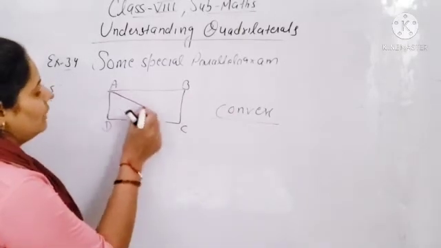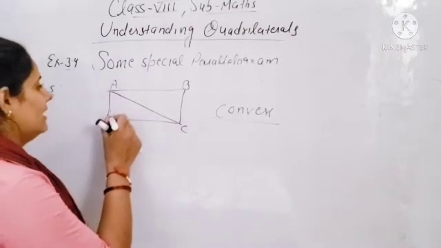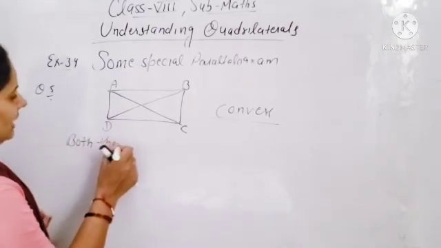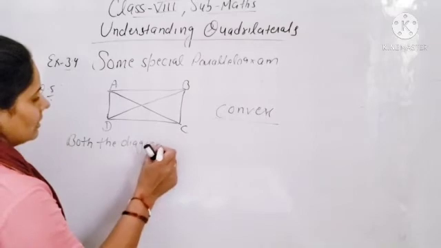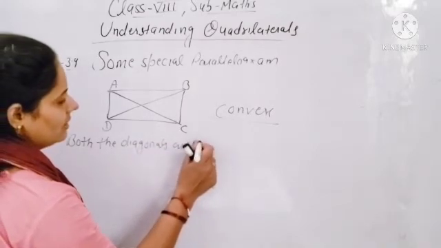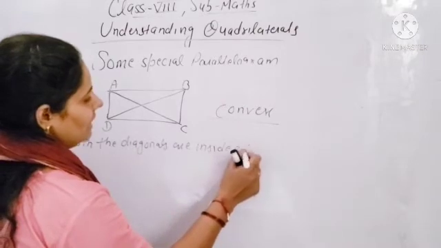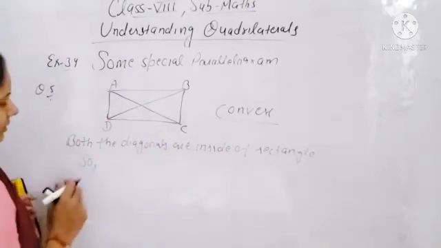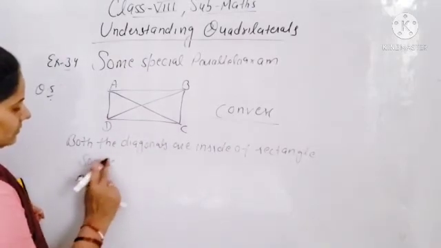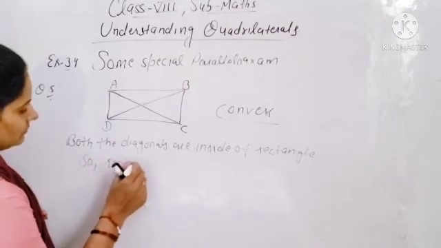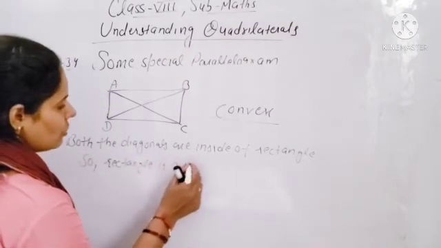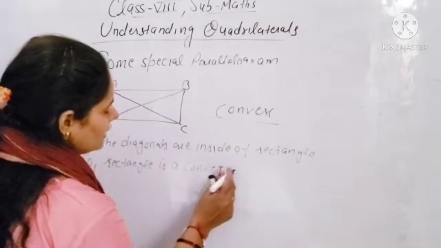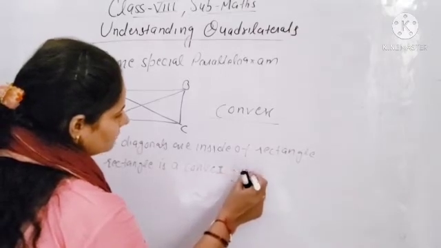If you take the diagonals of the rectangle, this one is diagonal AC and the second diagonal is BD. So you can say both the diagonals are inside of the rectangle, so the rectangle is a convex quadrilateral.